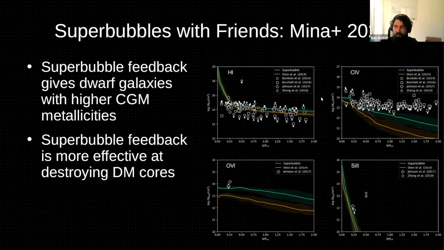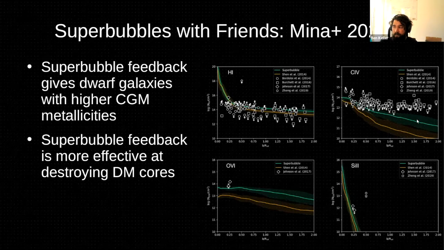And finally, most recently, Mattia Mina and Siqing Shen here in Europe have looked at resimulating a set of dwarf galaxies using superbubble feedback with an eye to the circumgalactic medium of these things. And what they found is that the CGM of simulated dwarf galaxies contains much more metals than the CGM of galaxies simulated with blastwave feedback.